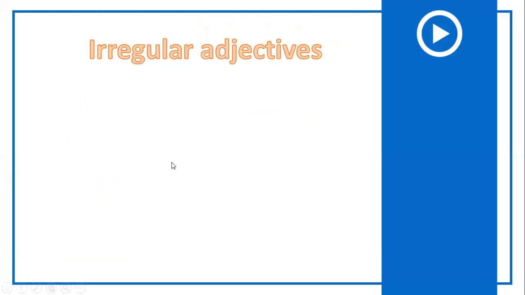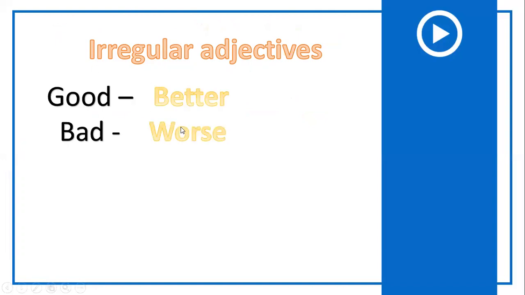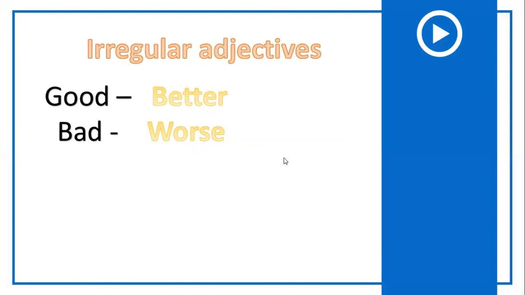We have some irregular adjectives. What does irregular mean? It means that they haven't got a rule. They don't take ER and they don't take more. They completely change, students. Let's see, how do they change? Good becomes better and bad becomes worse. You see, none of these words take ER or more with them. That's all with the rules.